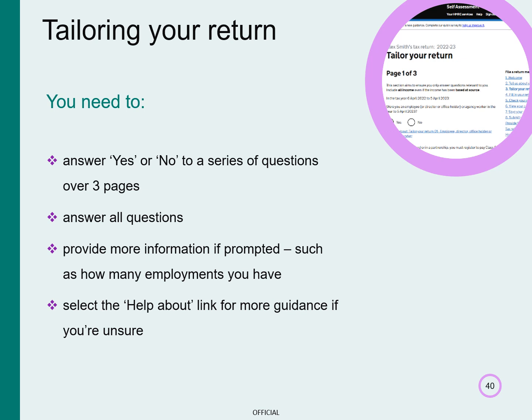To do this, you need to answer yes or no to a series of questions over 3 pages. You must answer all questions and, should you answer yes to any, you may be asked for more information, such as how many employments you have. If you're unsure about a question, you can select the Help About link for more guidance.